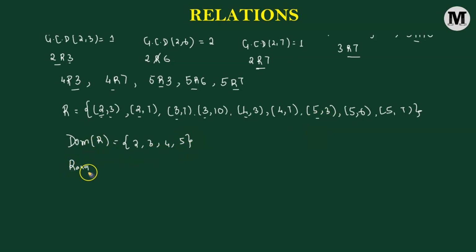Then what about the range? The range of the relation R is simply going to be the second element of each of the ordered pairs. So here we have 3, we have 7, we have 3, 7, then we have 10, then we have 10. So 3, 7 we have already mentioned, then 6. So 6 is also present. So 3, 7, 10, and 6 are going to be the range of the relation R, such that the first element in each ordered pair is relatively prime to the second element in the ordered pair.